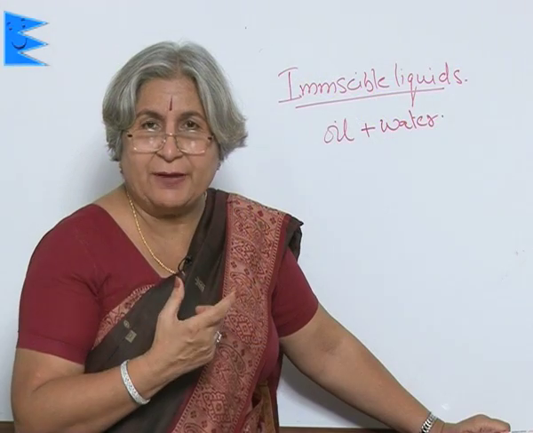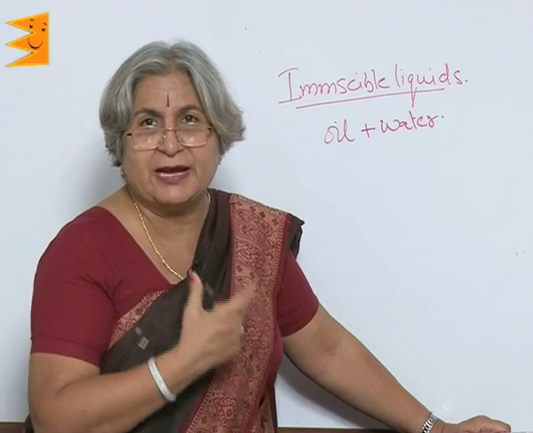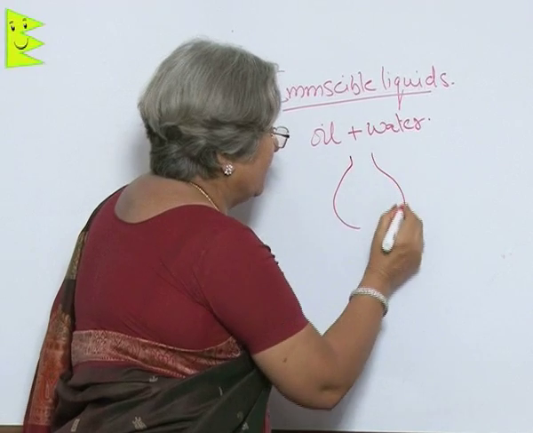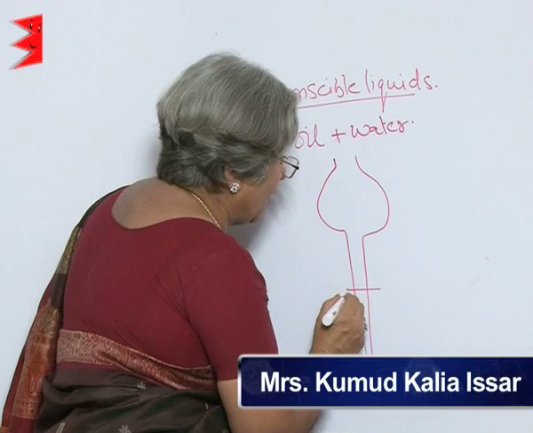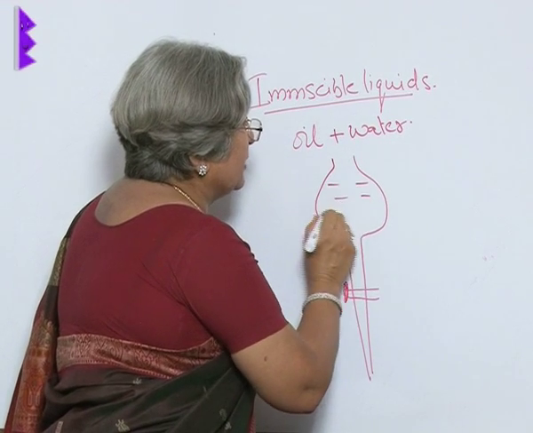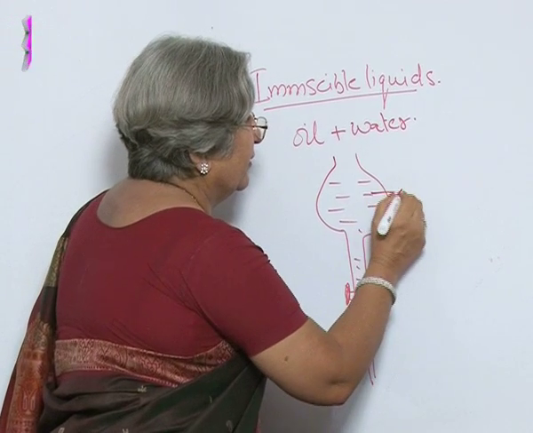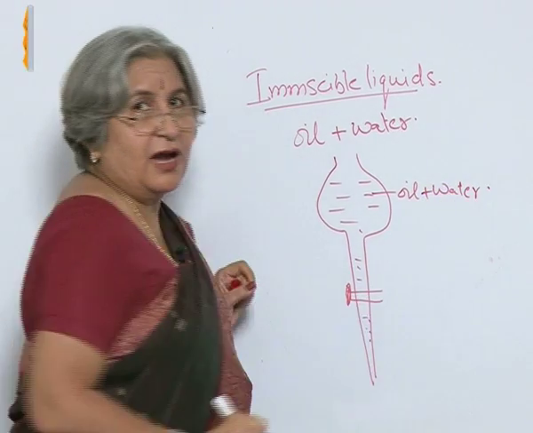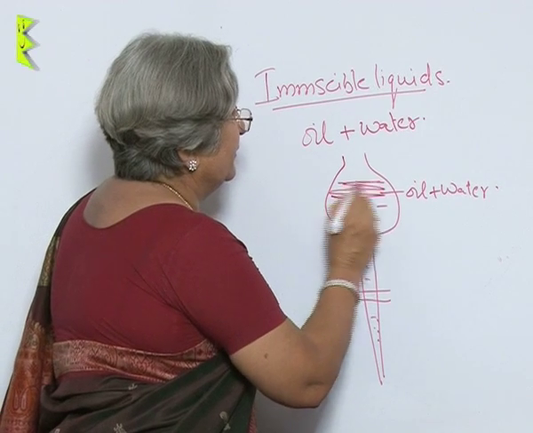So, if in a lab you want to separate oil and water, you can use a special type of funnel, which is somewhat like this. There is a stopcock. We put the mixture of oil and water in it and let it stand for a while. After a while, oil being lighter will come on the top.